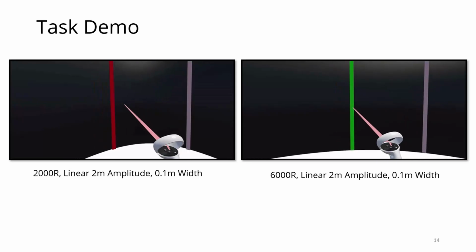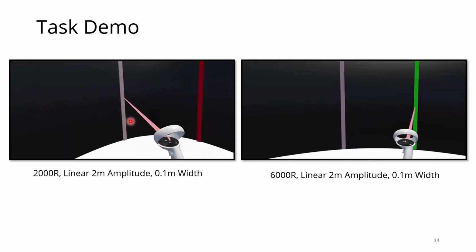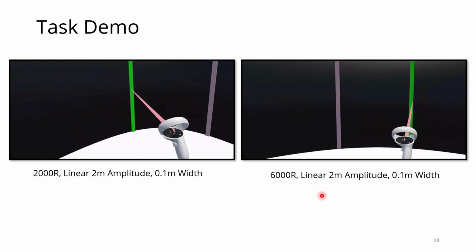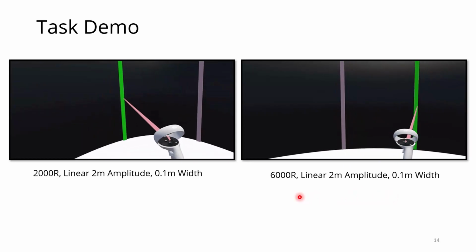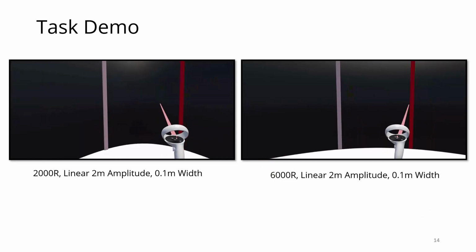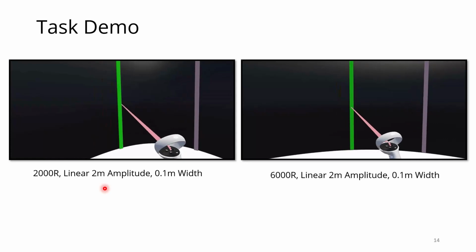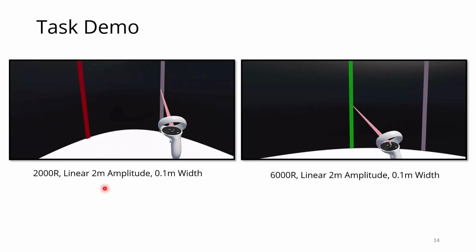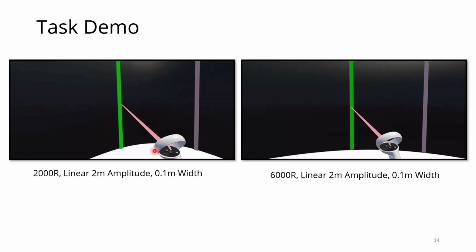So here is the task demo. In this demo, you see a user pointing in the 2000R display and also the 6000R display. So the user manipulates the ray using the controller, and they are instructed to move the endpoint of the ray on the target, and then they can select it. And they were standing 4 meters away from the display center.